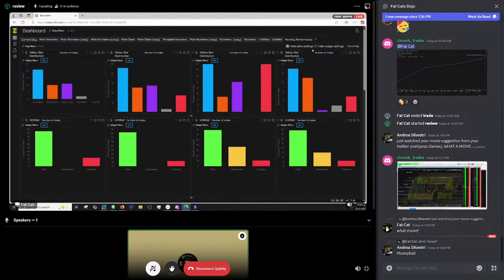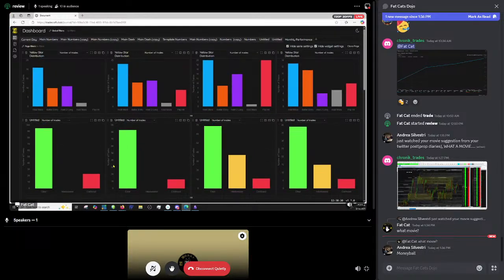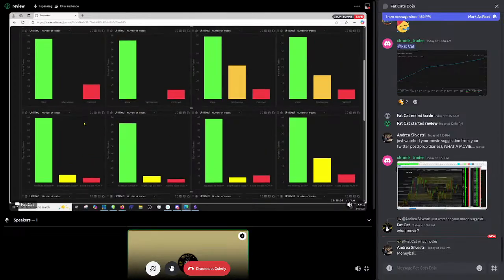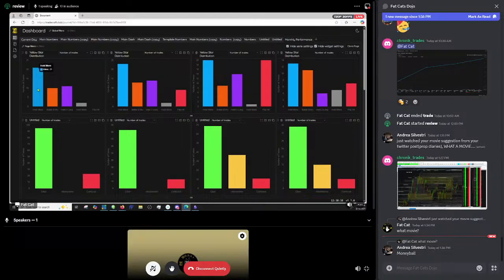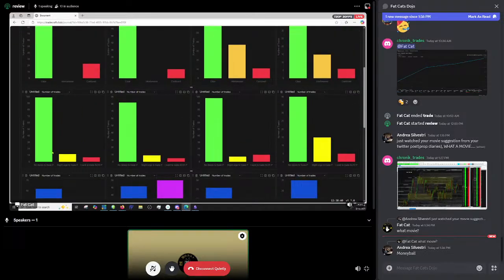So what I did, these are my distributions. So this is each month, December till now. As far as emotions go, my patience, December, I had 7 impatient trades, 5 in January. Then it went up last month. Mm-hmm. It's at 5 right now.